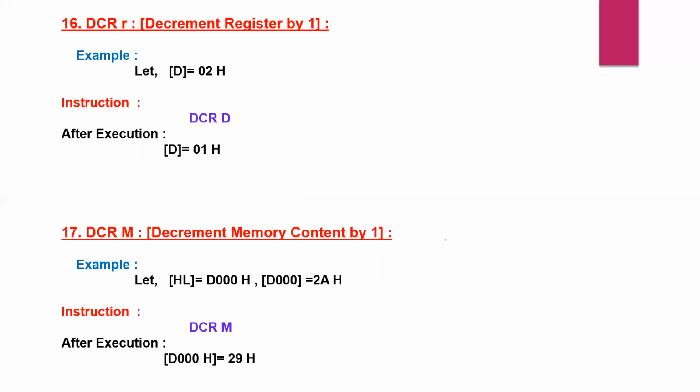Now decrement instruction, DCRR, that is decrement register by 1.